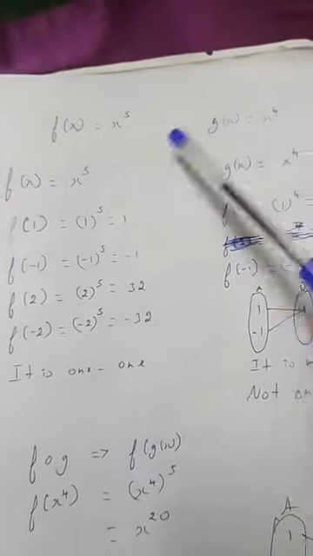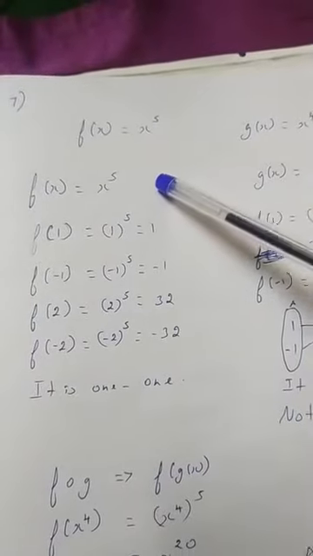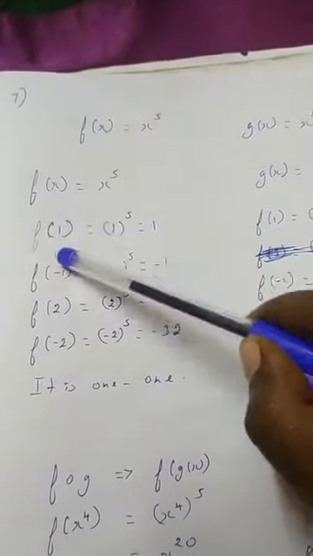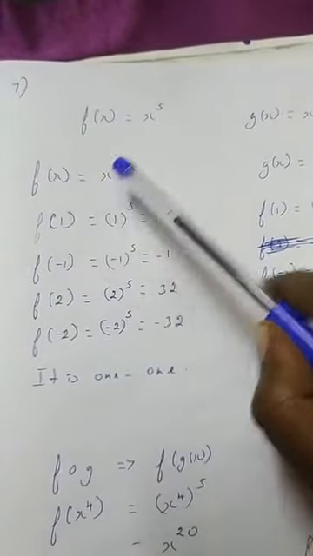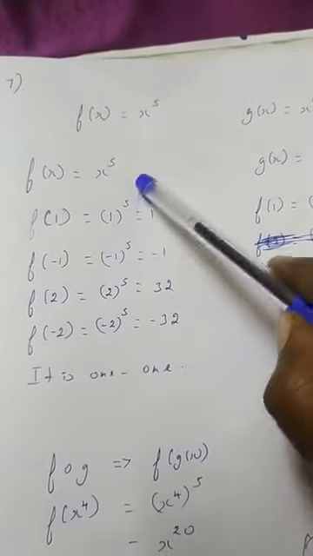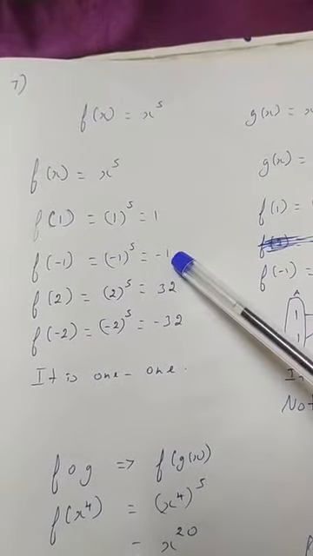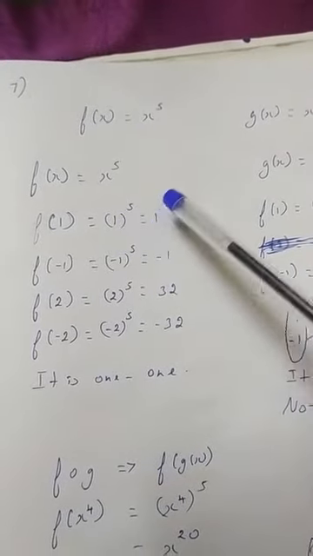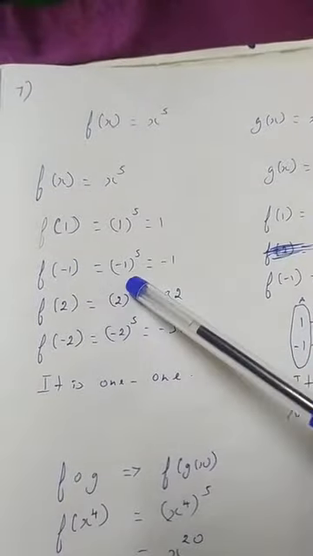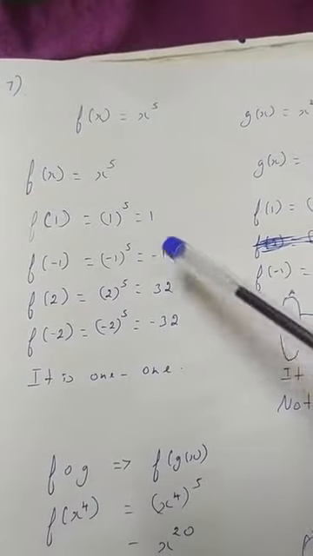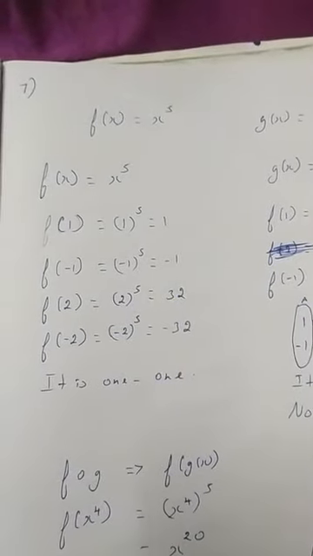Listen carefully, this is f(x) and g(x). First we will check whether f(x) is 1 to 1 or not. So let's substitute different values for x. First substitute 1, for example, f(1), which means in the place of x we substitute 1 power 5. What is 1 power 5? It is 1. Now what about minus 1? f(-1): minus 1 power 5 is not 1, it is minus 1. So you have to understand this concept clearly.